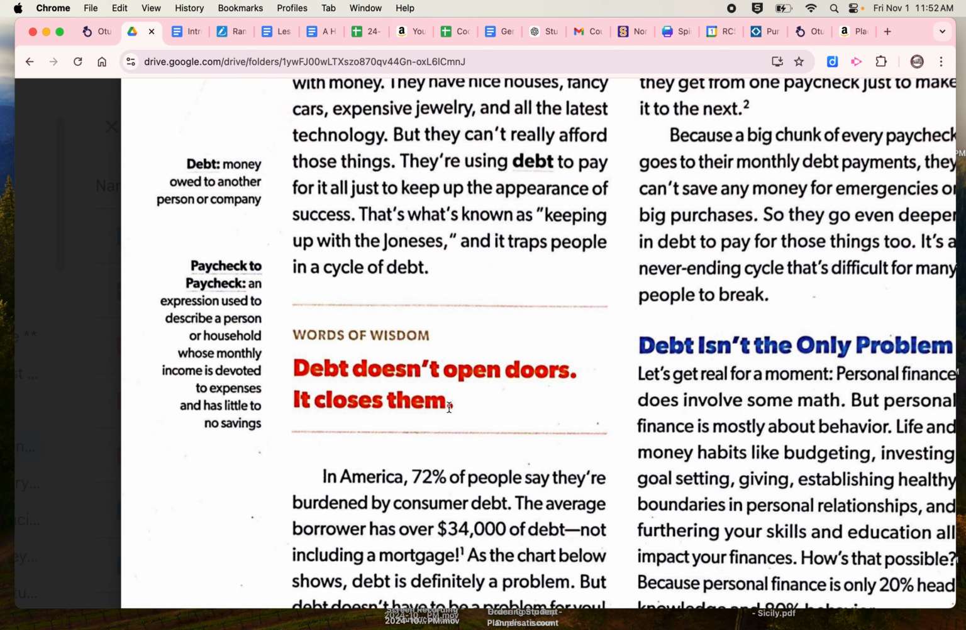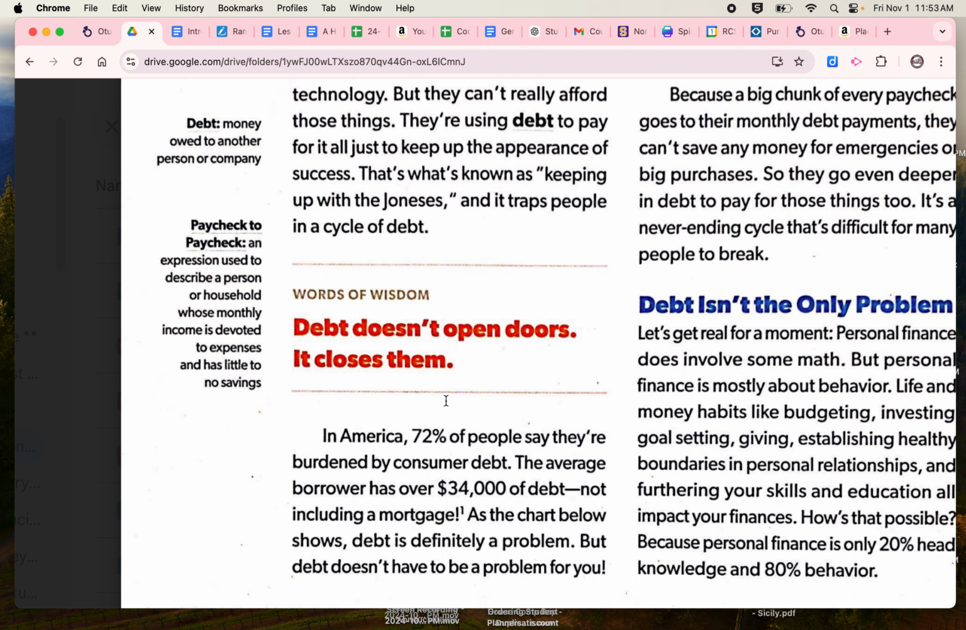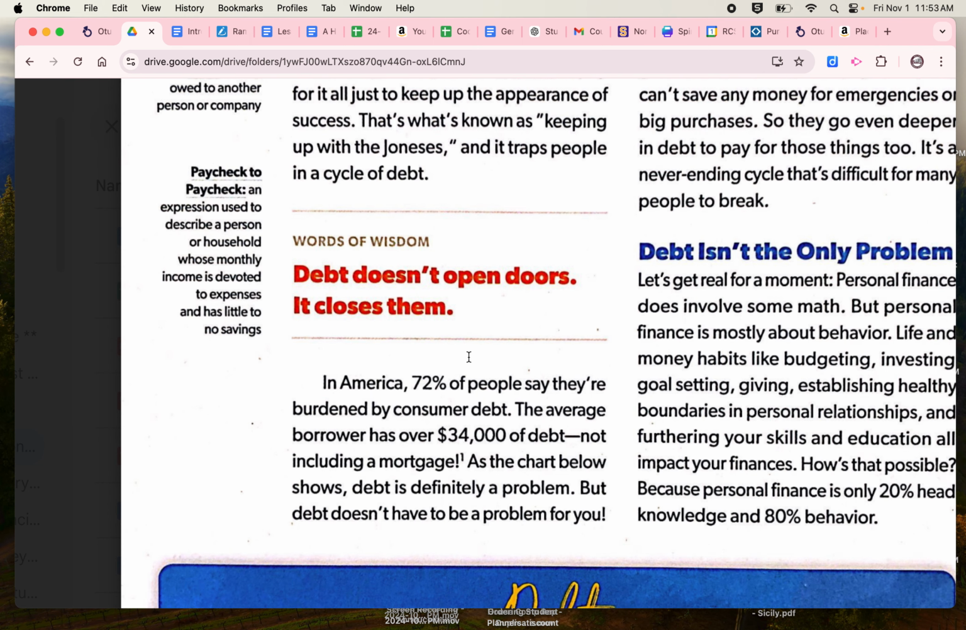So it hurt him, because if you look at the house right now, that same house would be worth $800,000. So it basically cost him about $500,000 because of poor decisions when he was younger. So debt doesn't open doors, it closes them. Now there are some situations where you can use debt wisely, but for the most part, debt is not a good thing to have.